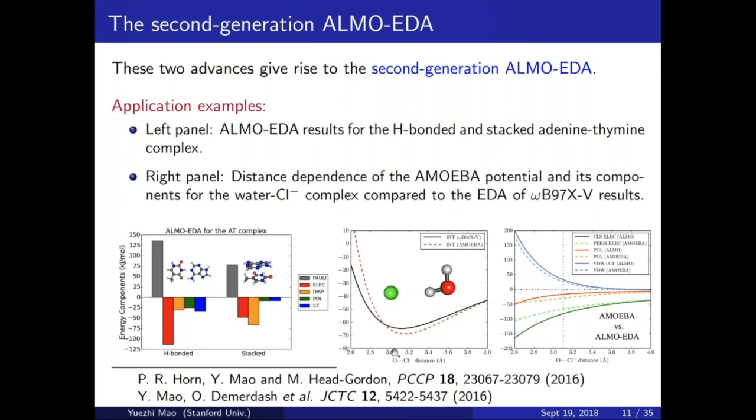And the second one is diagnosis of the chloride water interaction in the AMOEBA force field. We can see for the total binding curves of this complex, the AMOEBA interaction deviates from the QM result. And by performing an EDA, we can analyze where the error comes from.